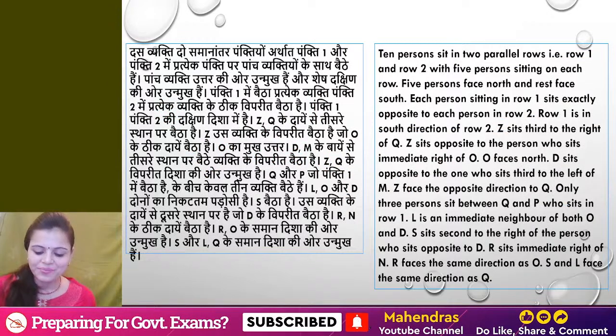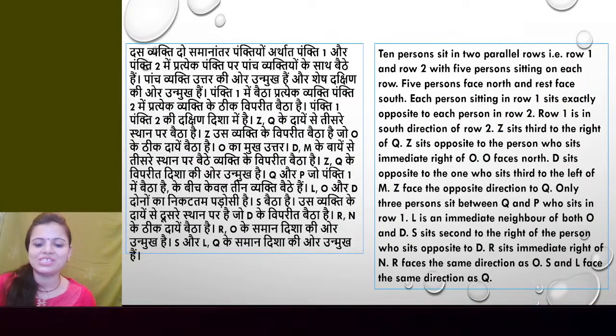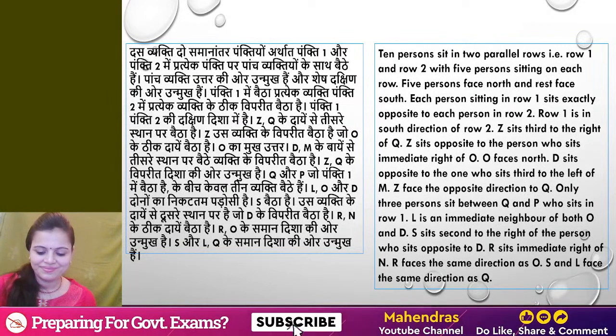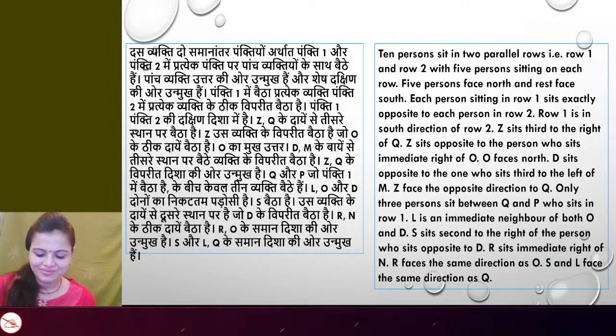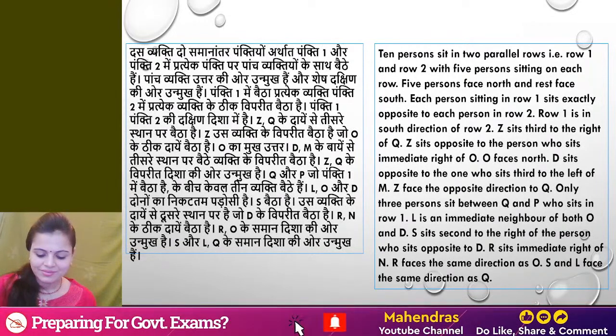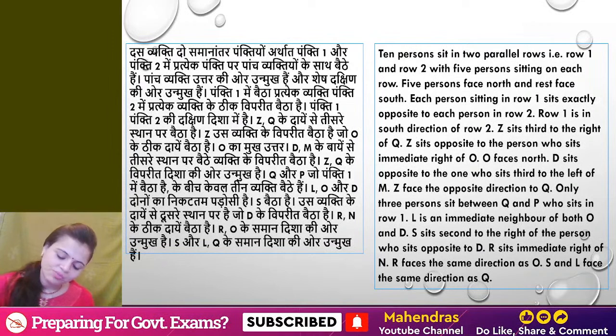Okay. So the next type is parallel row arrangement. From next time, I will show the options in listed form.